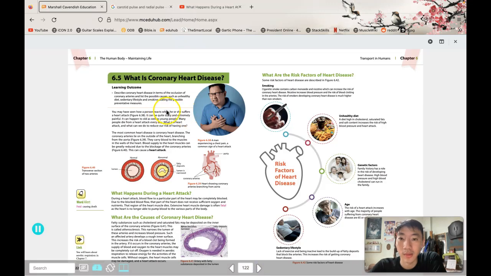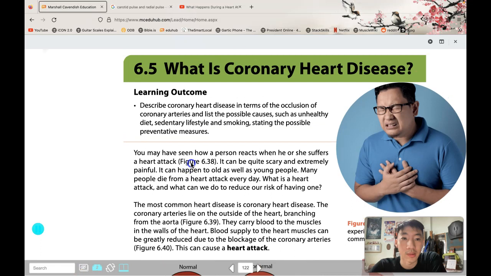Coronary heart disease. This is an important one. Do you know that about 1 in 4 people in Singapore have the risk of coronary heart diseases or other diseases related to this kind of blockages in the arteries? So what is coronary heart disease? It is the occlusion, which means the blockage, of coronary arteries, listing the possible causes such as unhealthy diet, sedentary lifestyle, smoking, and stating the preventive measures.